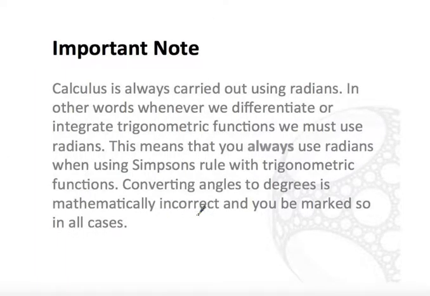Okay, so there's an important note here. This was mentioned during numerical solution of equations. Calculus is always carried out in radians. So that's integration and differentiation. In other words, whenever we differentiate or integrate trigonometric functions, we must use radians. This means that you always use radians when using Simpson's rule, like you always use radians when using fixed point iteration, whenever a trigonometric function appears. If you convert angles to degrees, in either case, it is mathematically incorrect and you will be marked so in all cases. And what that means is you won't get the marks.